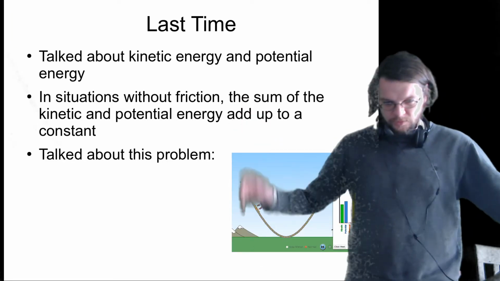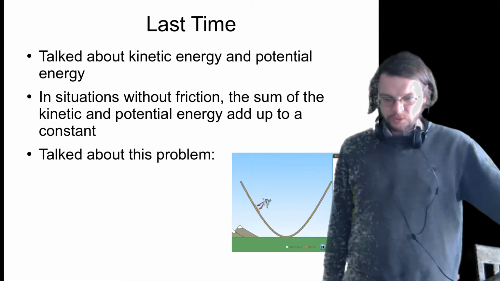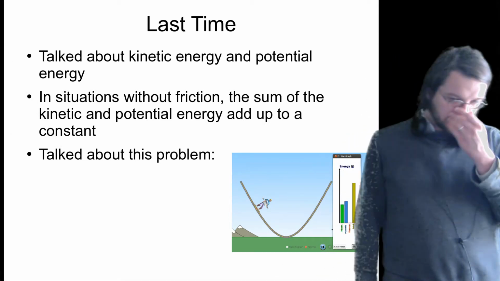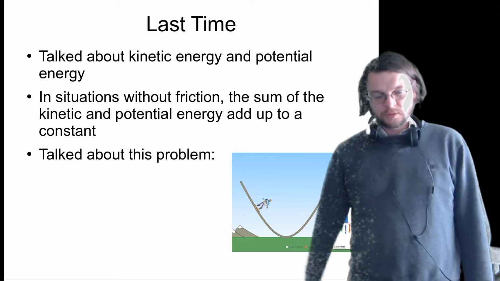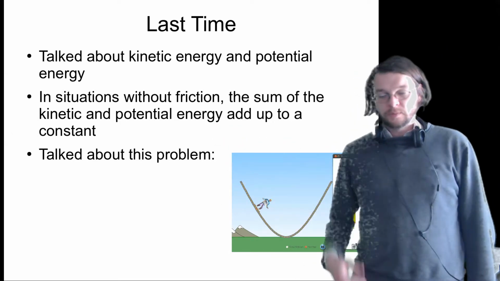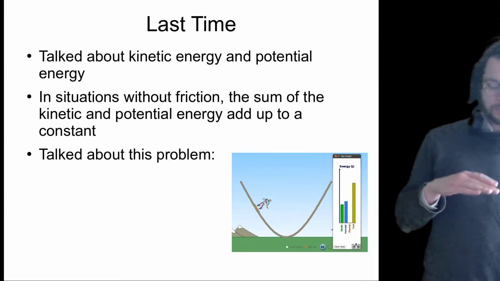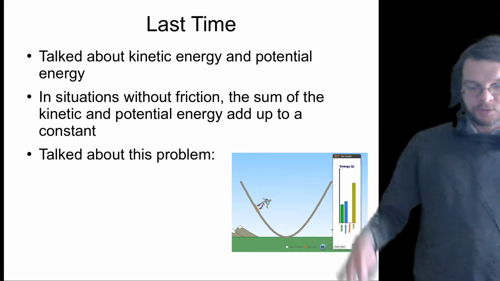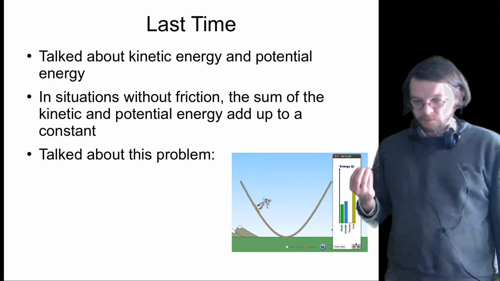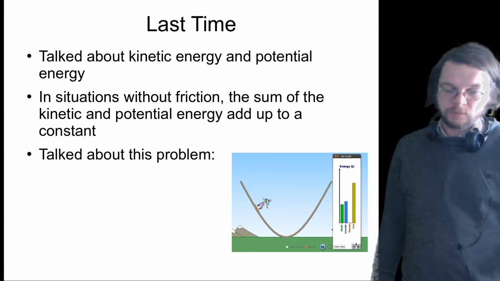But last time we talked about kinetic energy and potential energy. I think it was the first time that we introduced that concept. And in the absence of friction, those things are constant. If you have friction, it's still constant. It's just that your total energy is a constant, but you're losing energy to friction that you can't get back because friction is related to thermal stuff and things getting hot.